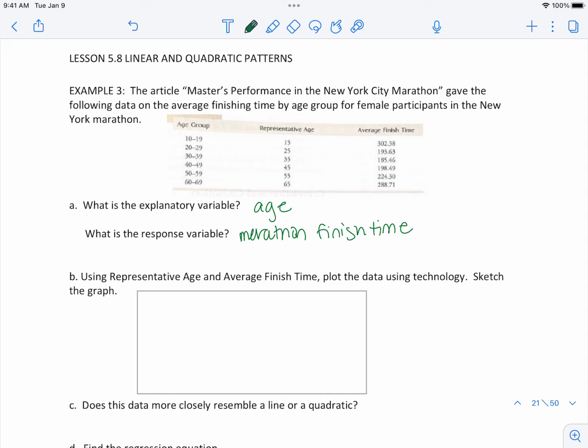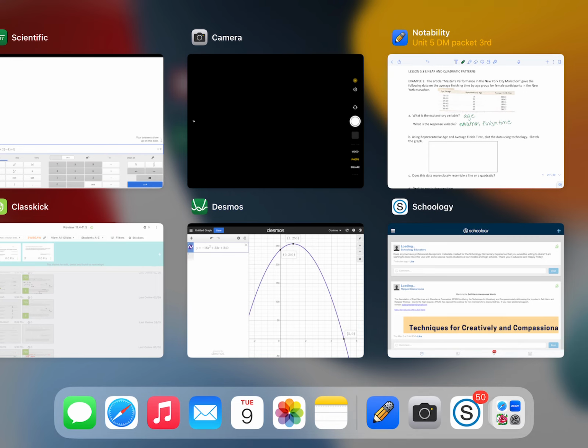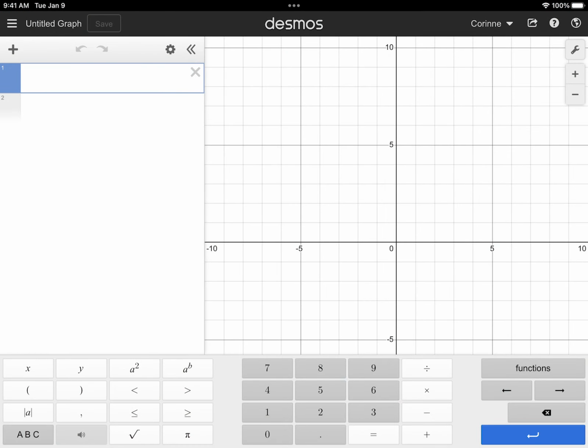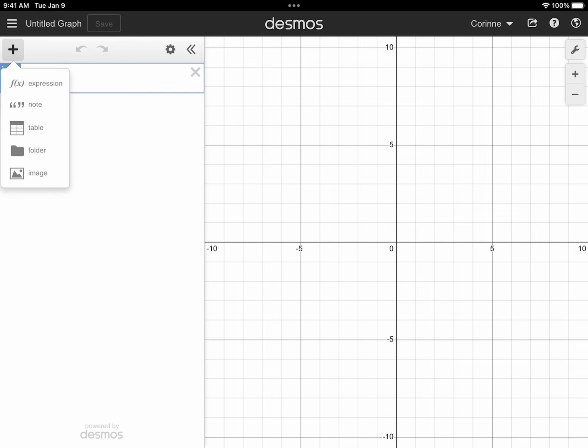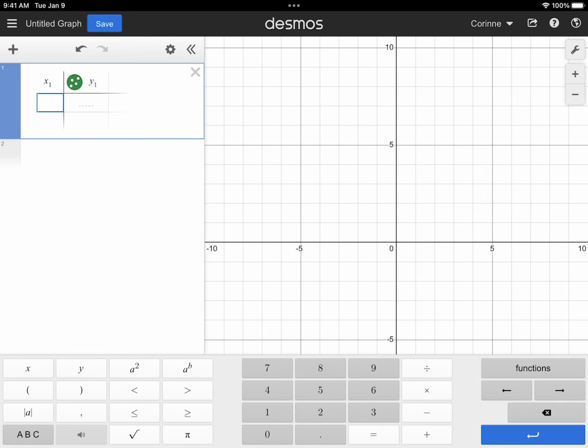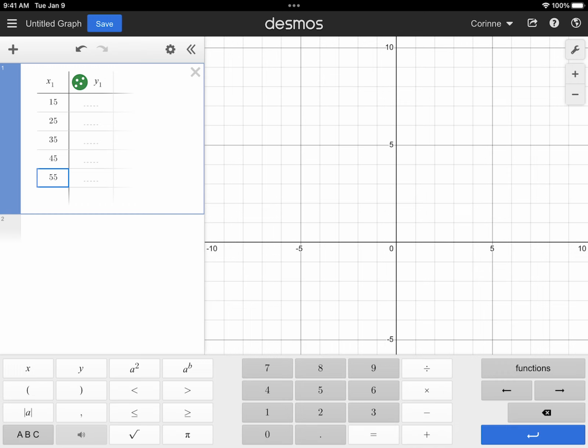Using representative age and average finish time, plot the data using technology and sketch the graph. So let's take a look at this. And so we're going to make a table. And so we have our representative age is going to be our x values. So we have 15, then 25, 35, 45, 55, and 65.